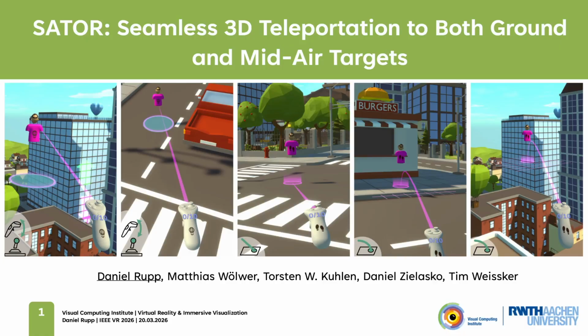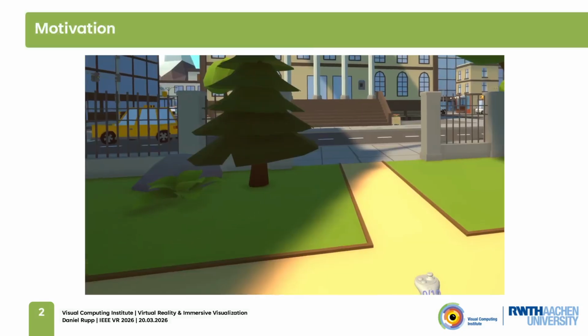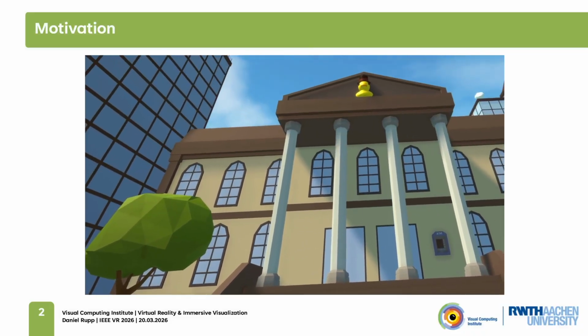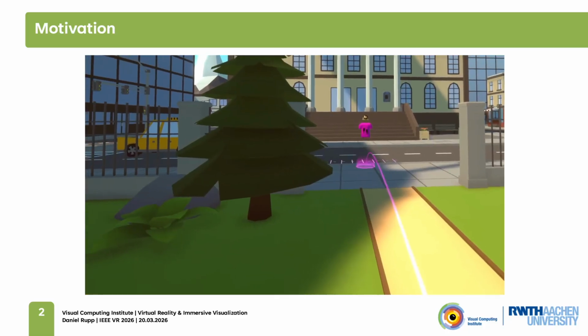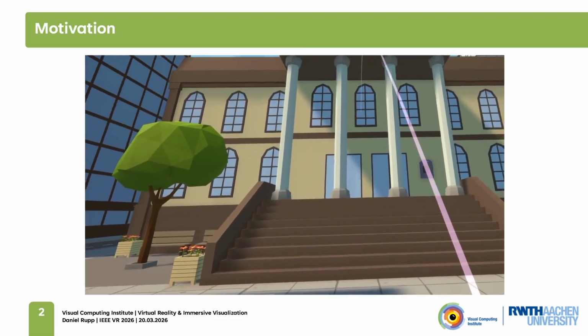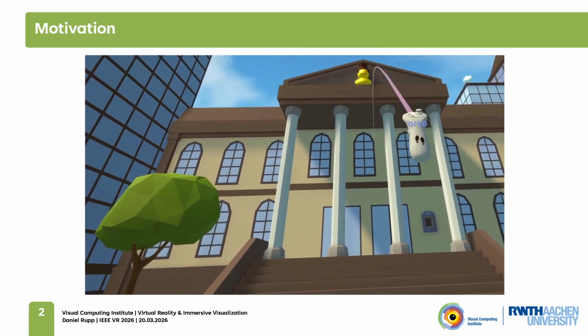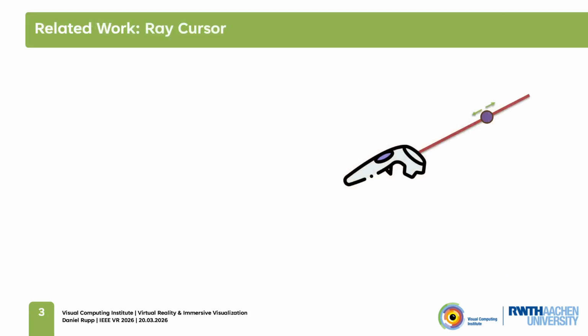Hello everyone, my name is Daniel Rupp and I will present the paper called SATOR, Seamless 3D Teleportation to both ground and mid-air targets. For traditional target selection-based teleportation, target points are usually restricted to intersection points of a straight ray or a parabolic arc with the scene's geometry, not allowing users to select mid-air targets in order to observe points of interest on other elevation levels, to get a quick overview of the environment, or to navigate more efficiently around larger obstacles.